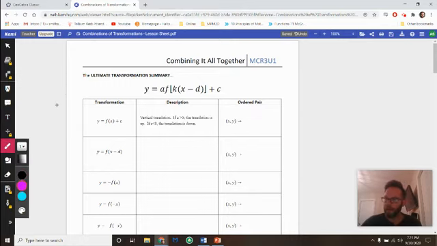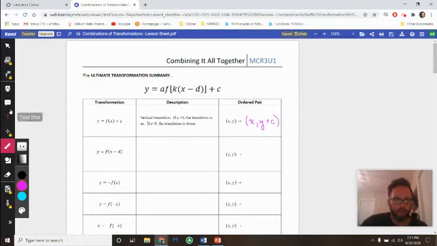In terms of how the ordered pairs are mapped, if something is shifted up by C units, that means the y value is being increased by C. So y plus C. And this works whether C is positive or negative.